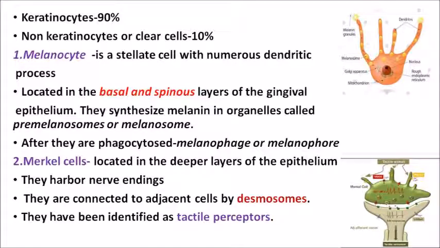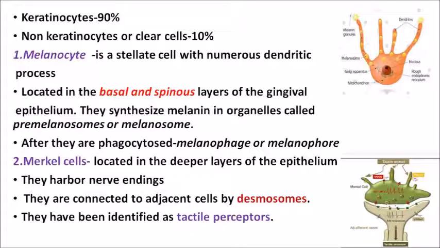90% of the cells are keratinocytes, okay? And the remaining 10% of cells are non-keratinocytes or clear cells. That means they do not produce keratin. So, the three major non-keratinocytes or clear cells are melanocyte, Merkel cell and Langerhans cells. First we'll see about melanocyte. There is a figure on the right side. Melanocyte is a stellate cell or a star-shaped cell with numerous dendritic processes.